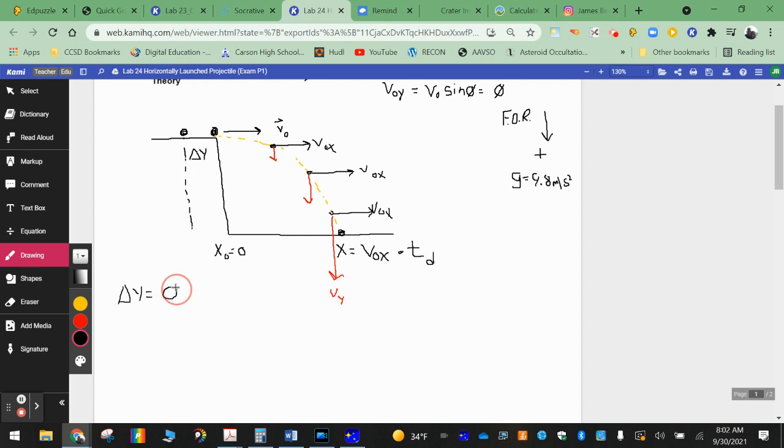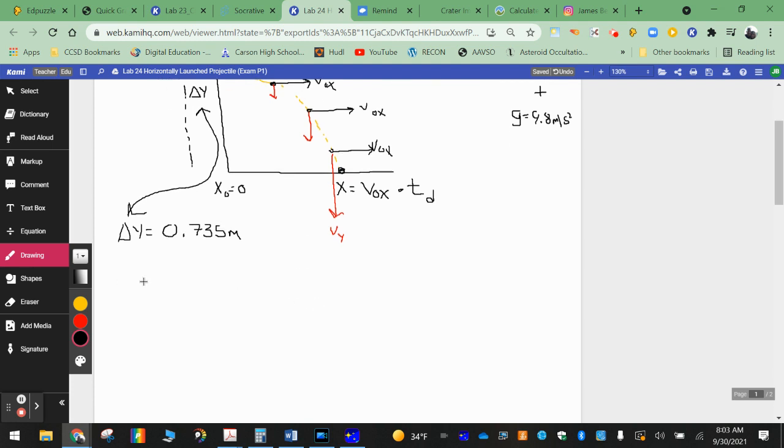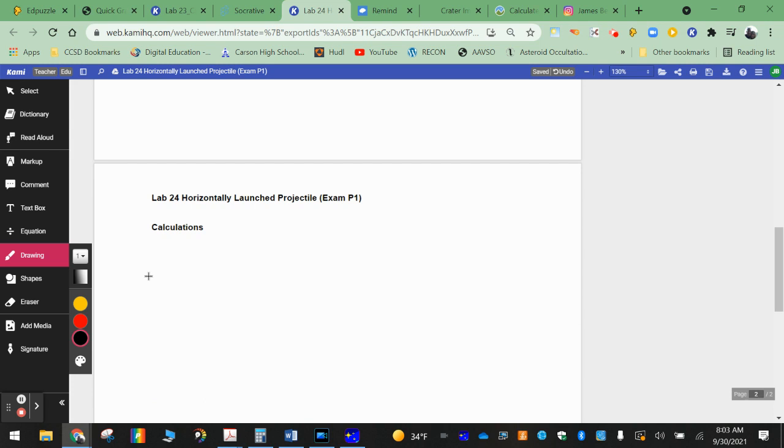0.735 meters will be our initial height from which the Matchbox car drops. So we have our delta y. Here's our delta y right here. Make sure this is connected here, delta y. And delta x, where it lands, is what we want to predict. In order to do this, I'll go down here to calculations.